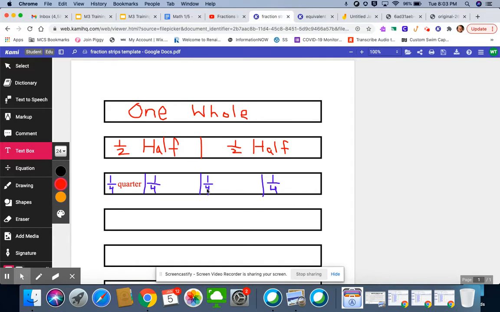So what would be the next one? Let's get a little bit harder. So we doubled it each time. We went from 1 to 2 to 4. Let's go to 8. So 8, you're going to do the same thing.